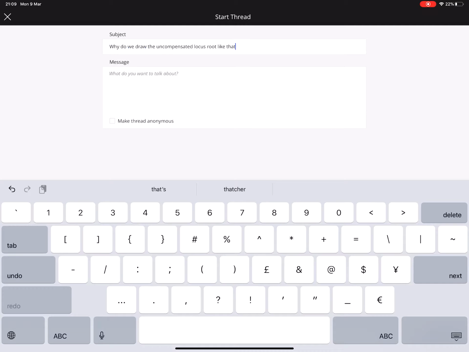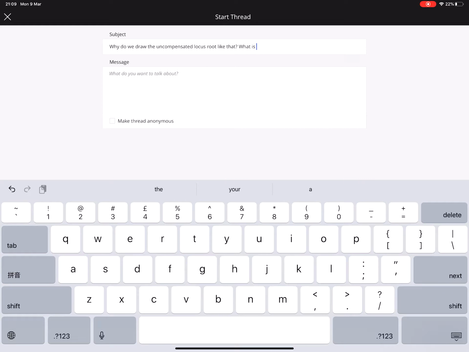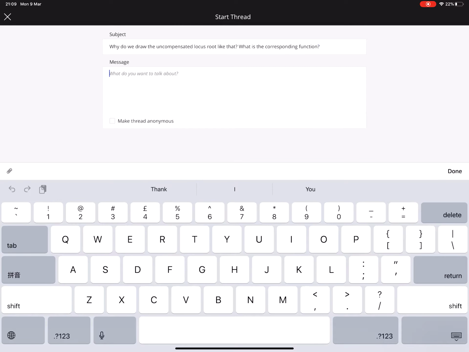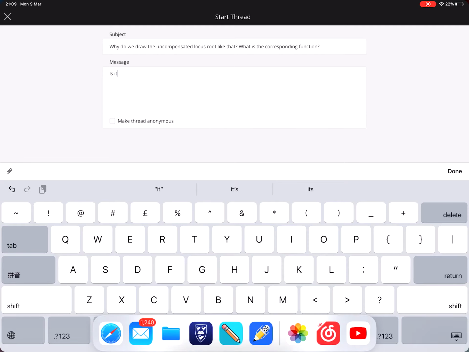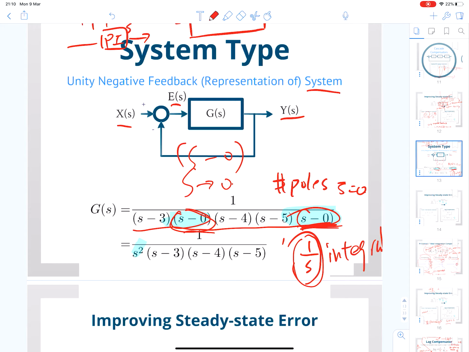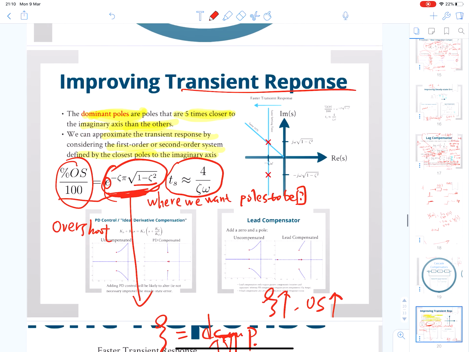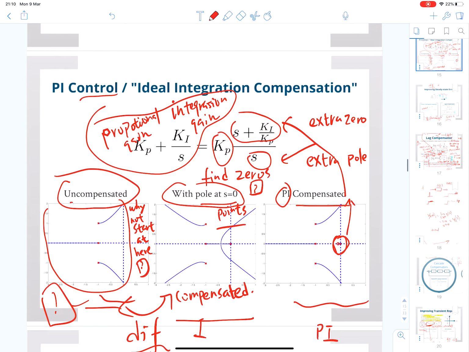What is the corresponding function? Is it 1 over s squared, s minus 3, s squared?